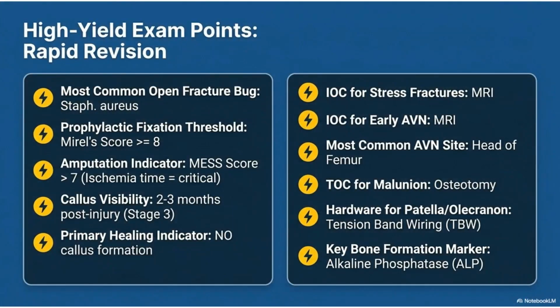To quickly review key points, the most common open fracture pathogen is Staph aureus. MRI is the investigation of choice for stress fractures and early AVN, and the amputation indicator is a MESS score greater than 7. Tension band wiring is used for patella or olecranon fractures, and the key bone formation marker is alkaline phosphatase.